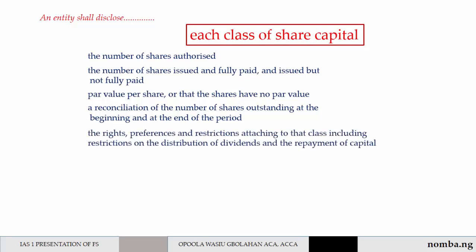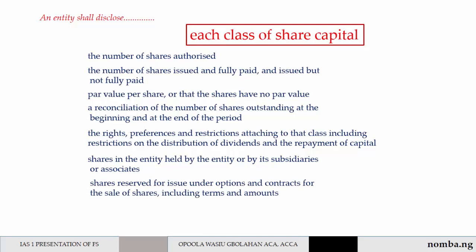5. The rights, preferences, and restrictions attaching to that class, including restrictions on the distribution of dividends and the repayment of capital. 6. Shares in the entity held by the entity or by its subsidiaries or associates. And finally, shares reserved for issue under options and contracts for the sale of shares, including terms and amounts. All these must be presented either in the statement of financial position, the statement of changes in equity, or in the notes. Okay, all these points we have mentioned explain items of the statement of financial position.